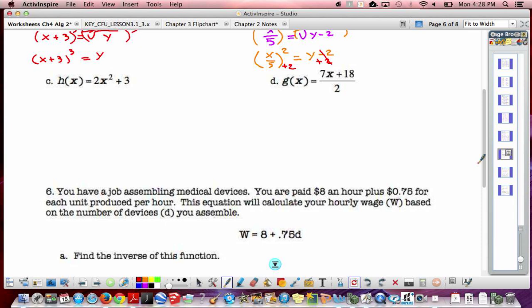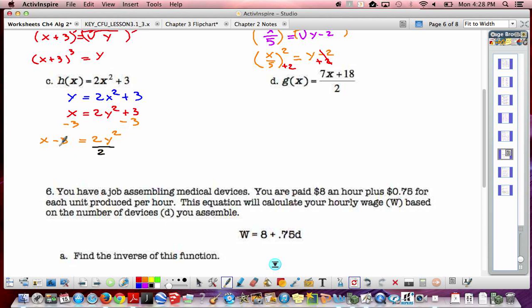All right, C, same process. Got 2 more of these to quickly run through. So y equals 2x squared plus 3. Interchange the x and y's. So x equals 2y squared plus 3. So inverse operations, subtract 3 from both sides. So x minus 3 equals 2y squared.